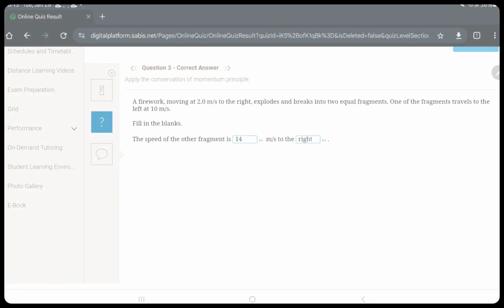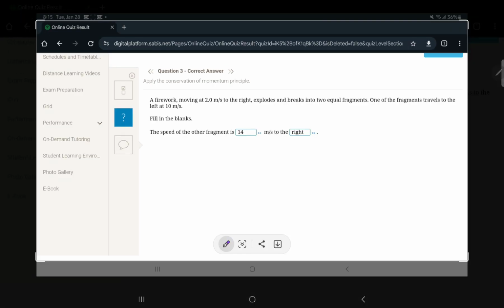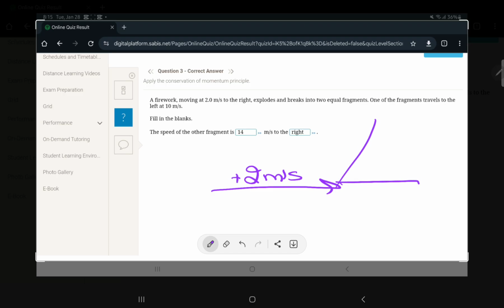Okay. We have a firework. It's moving 2 meters per second to the right. Let's take it to be the initial direction of motion, the positive, okay? It explodes and it breaks into two equal fragments. One of the fragments now starts moving to the left, okay?